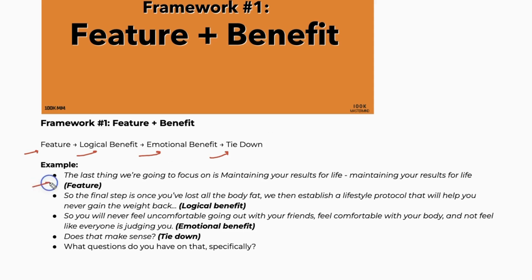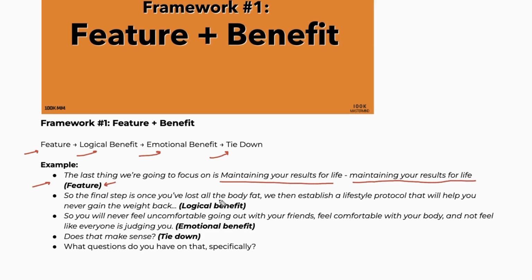So you can see this example here, and we'll walk you through this. The last thing that we're going to focus on is maintaining your results for life. Right? See how we do a double take here? Maintaining your results for life. Whenever you say things twice, and this is something that we're going to be talking about in the strategy session training, whenever you repeat something twice to an individual, they're going to actually write it down because we want them to write the pitch explanation down. We want them to actually take notes. And that is the feature, right? That's the feature of the program that you're offering, or that's the pillar, right?